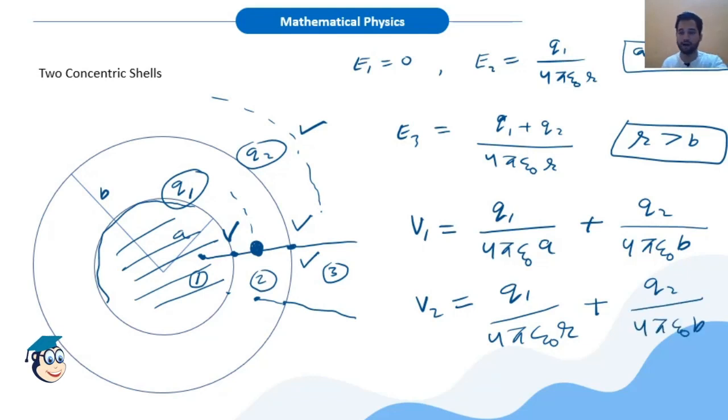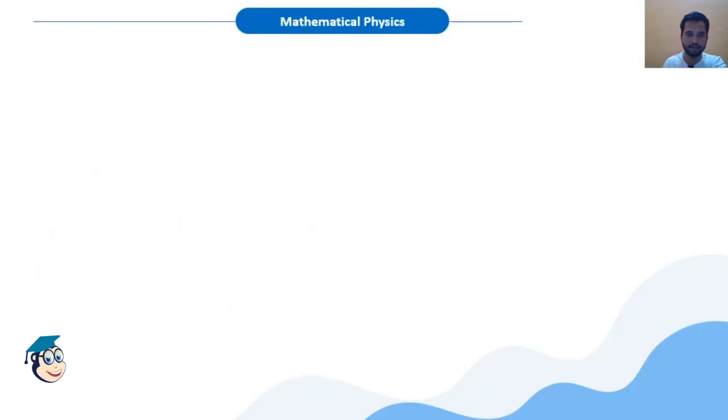Here we don't have r, we have b because we are inside the shell of radius b and charge q2. Similarly, you can write v3. I will write v3 in the next page.